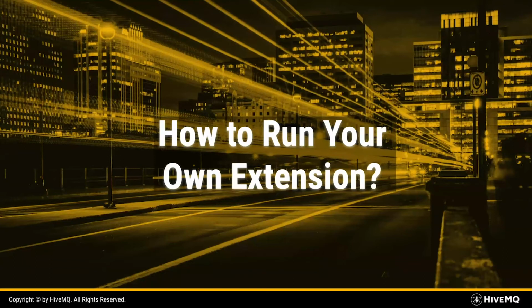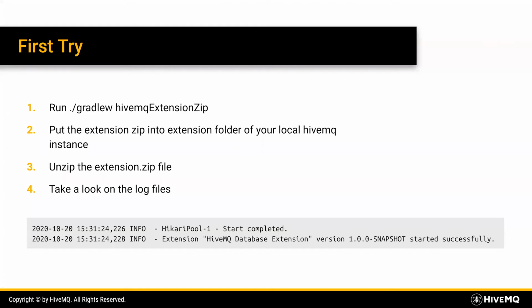Okay, so the next thing is how can we run our extension? With this piece of code, we should see something in our log file when we run this. For this, we have another goal. The simplest way is to run the Gradle wrapper with the goal hivemqExtensionZip, which creates a zip file with all the stuff that we need for the extension. Then we put the extension zip file into the extension folder of our local HiveMQ instance, and we simply have to unzip the file.